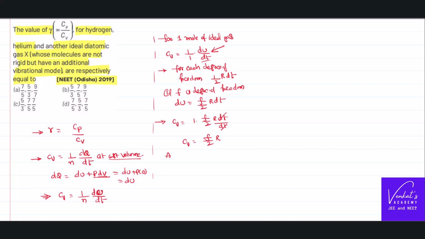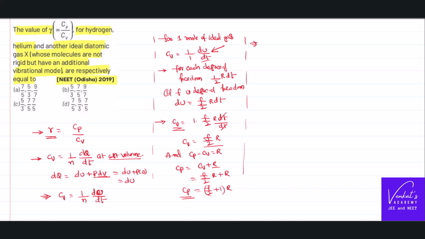And we also know Cp minus Cv equals R. So Cp equals Cv plus R. We already found Cv as F by 2 of R, plus R. So F by 2 plus 1 times R. Now I got Cp, and I know Cv. So I can get the value of gamma as what?